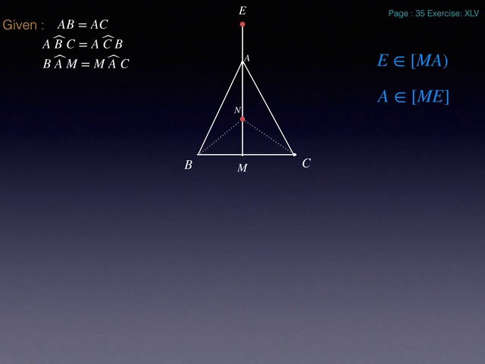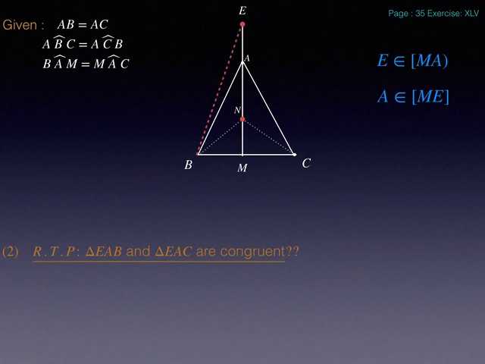Moving now to part 2. Given that E belongs to the semi-straight line MA, and A should be between the two points M and E. So the only way to place E is above A. The first question requires us to prove the two triangles EAB and EAC are congruent.